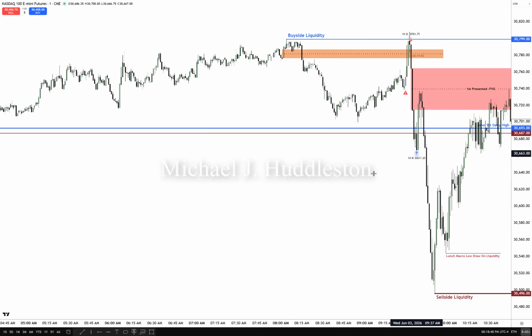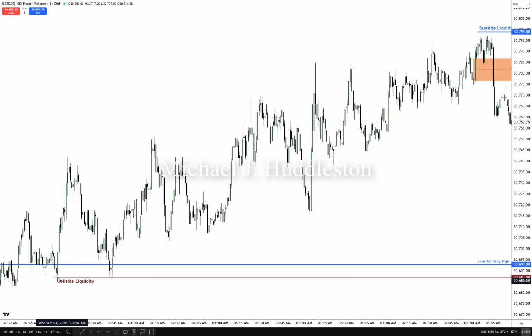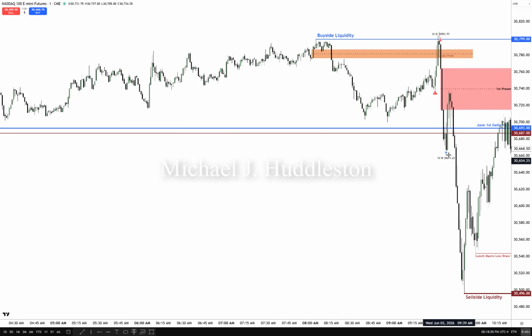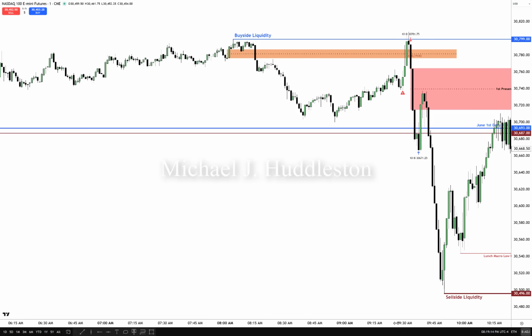Okay. So again, let's scrub over here. This line is 30,687 even. And then my fill is right there below it. You see that? Right there. So the fill on the short is right at the consequent encroachment of the inversion fair value gap within the context and narrative of looking for lower prices because of SMT, because we traded above Monday's old all-time high again, and then we traded up into this.